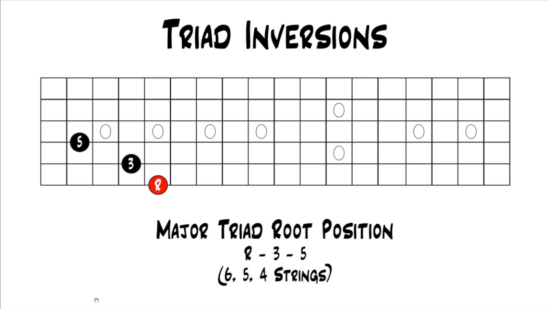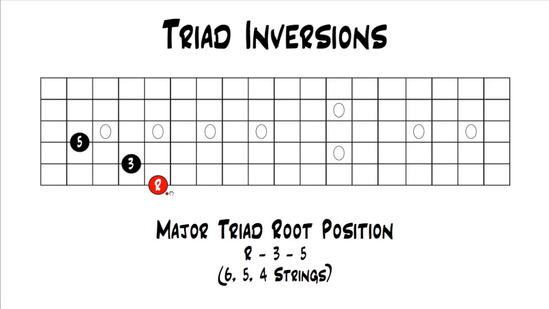So like I said, an inversion is when a note other than the root is in the bass, or as the lowest note. So another interval from that chord replaces the root and the root moves up. And with triads you have two inversions. You have root position, first inversion, which puts your 3rd as the lowest note, and then second inversion, which puts your 5th as the lowest note.